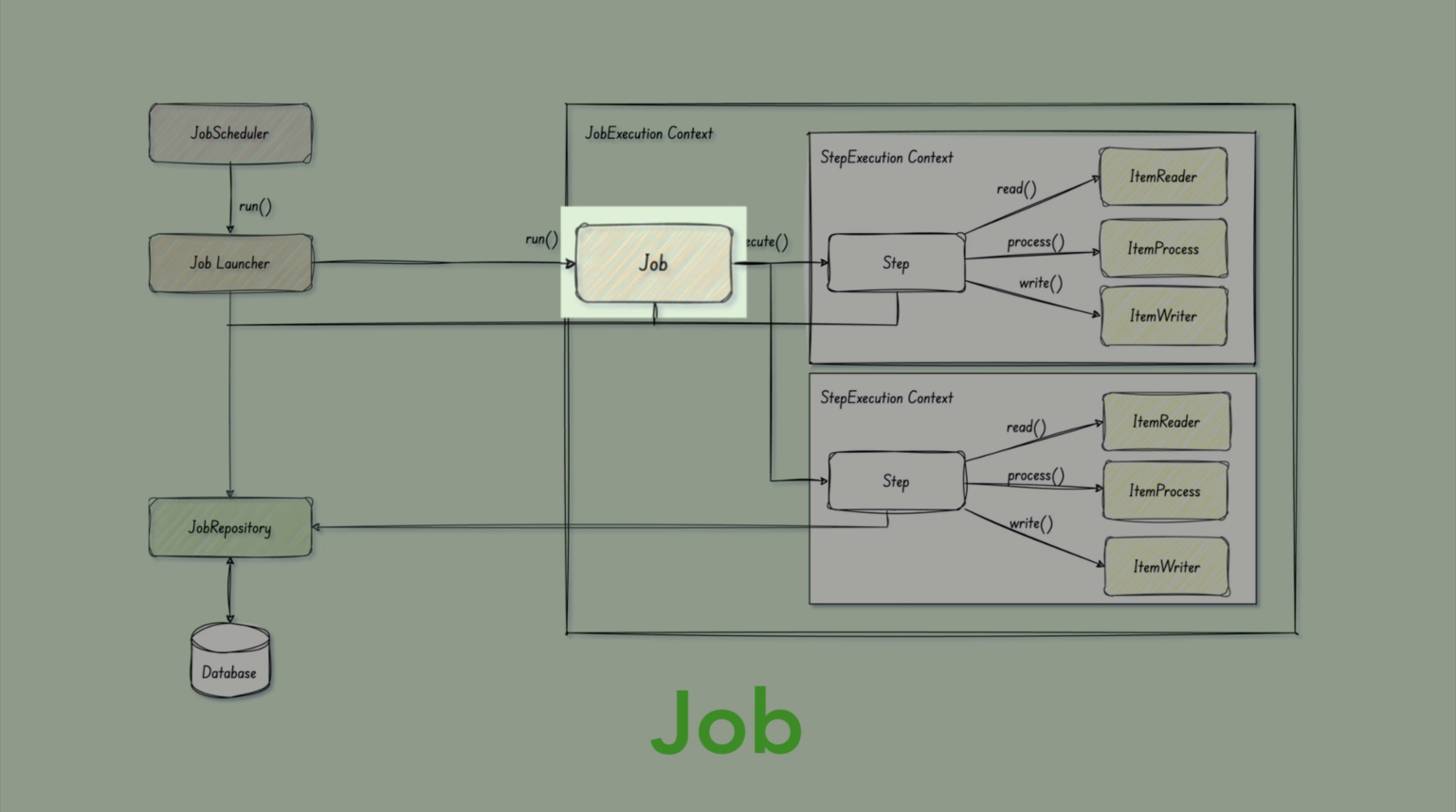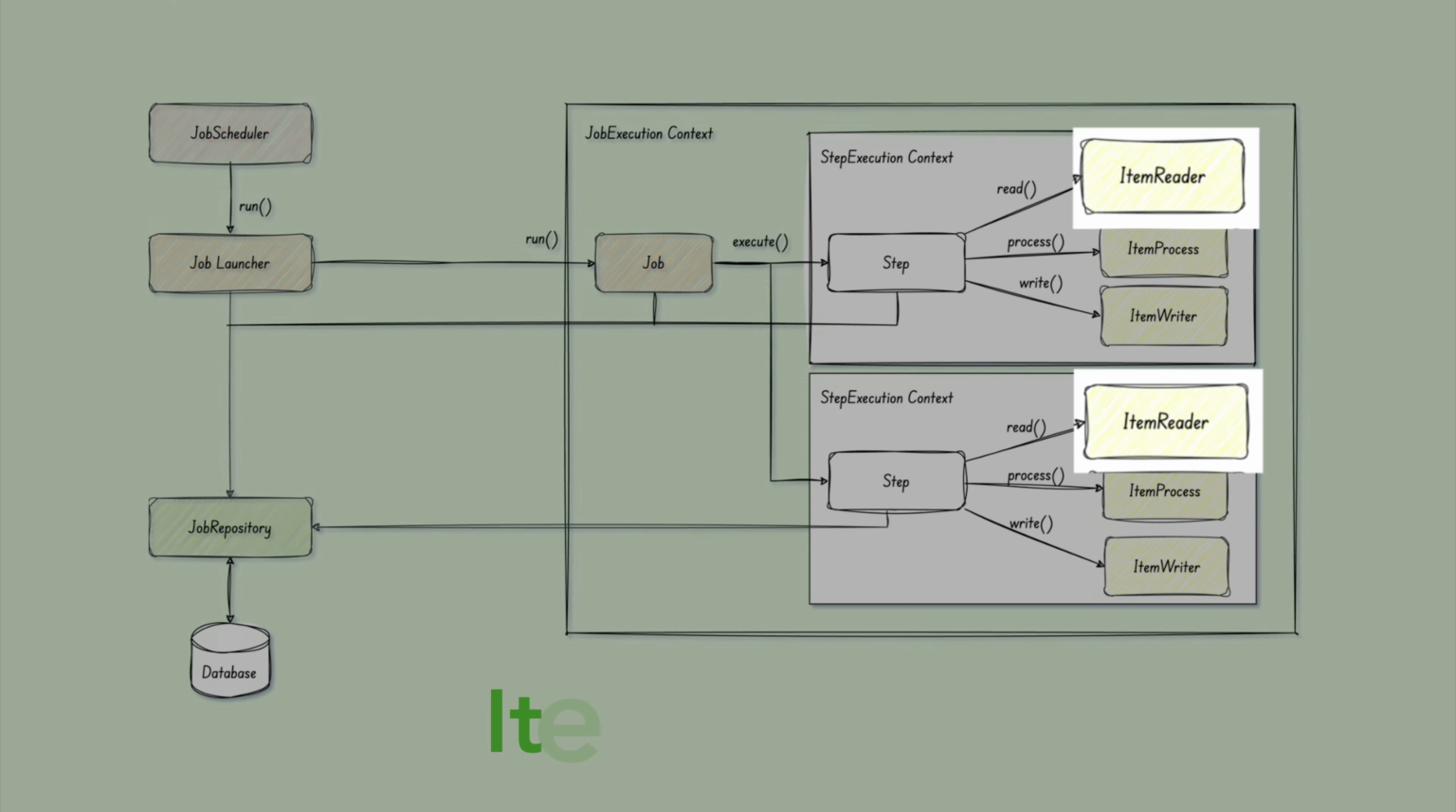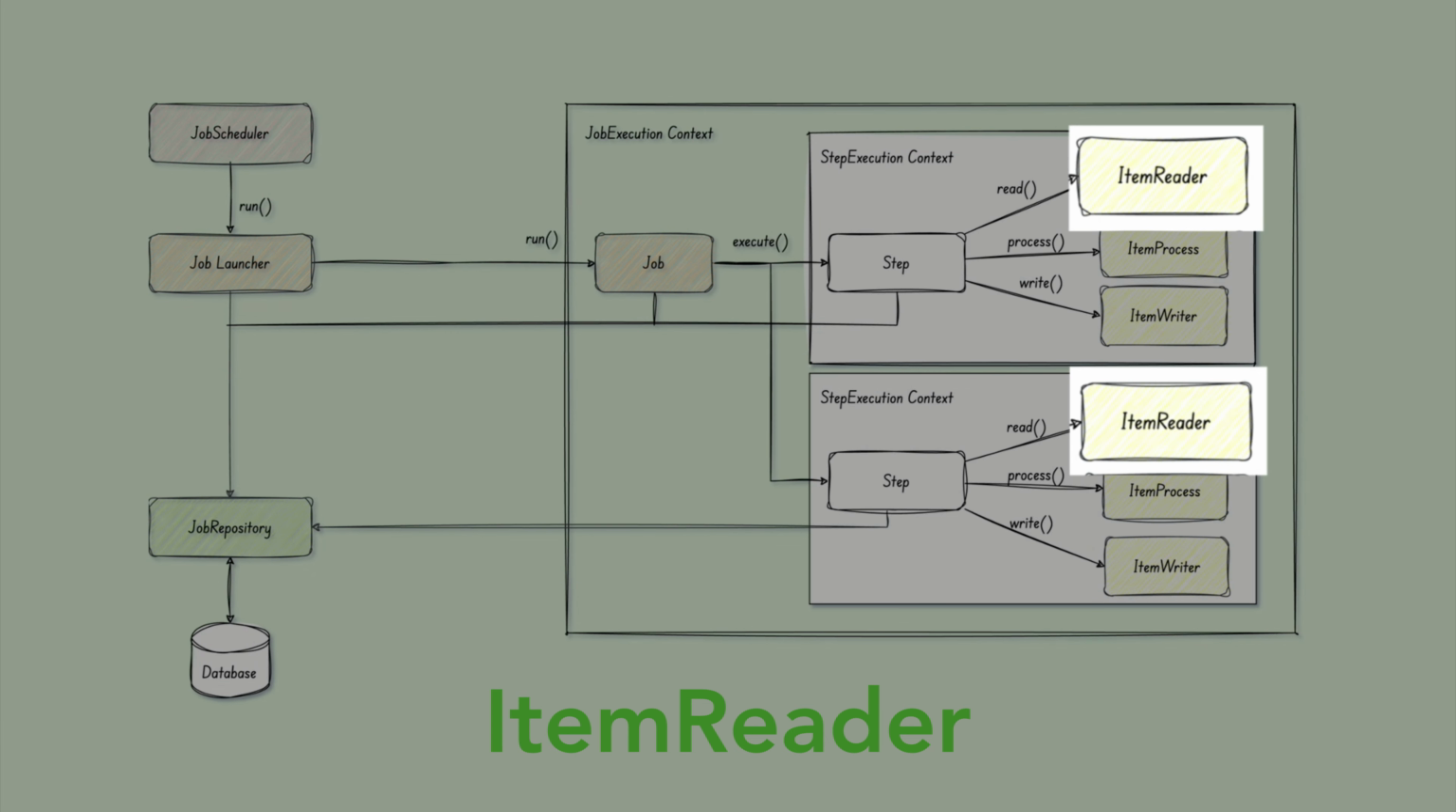A single job may have one or more steps, where each step typically involves reading the data, processing it, and then writing the processed data to the output source. The item reader is responsible for reading the data from different input sources, such as from a database or from a file system. The item reader has a read method, and every time the read method is invoked, it returns one item.